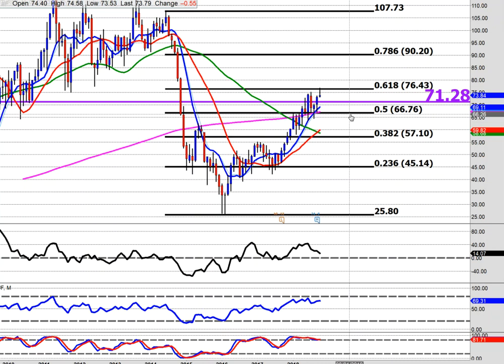Now what I've done on the oil is I've put on a monthly oil pivot, and that's taken in the month of September, and that comes in at 71.28. Can you see oil really did not like it up there?